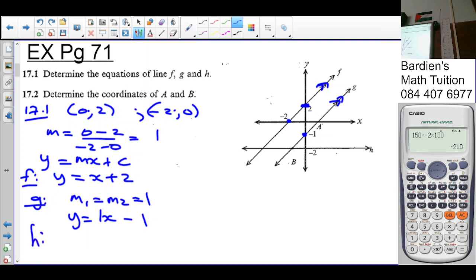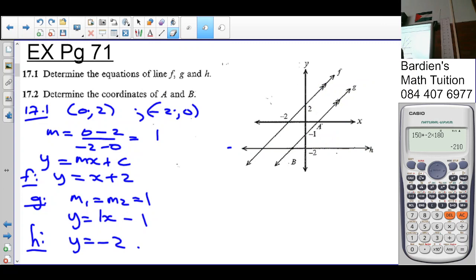H. You see H is parallel to the x-axis, so it's going to have a consistent y value. And there's a consistent y value of negative 2. Okay.